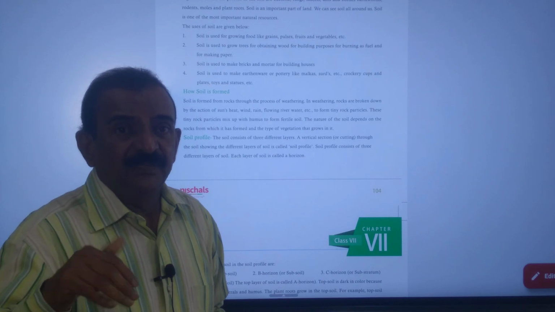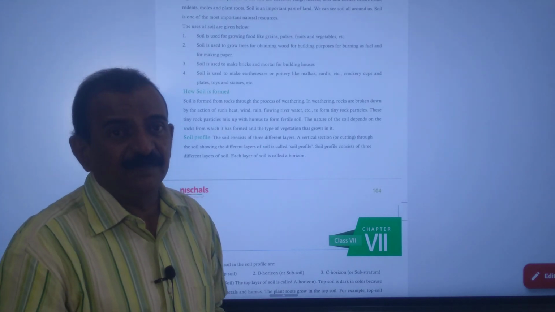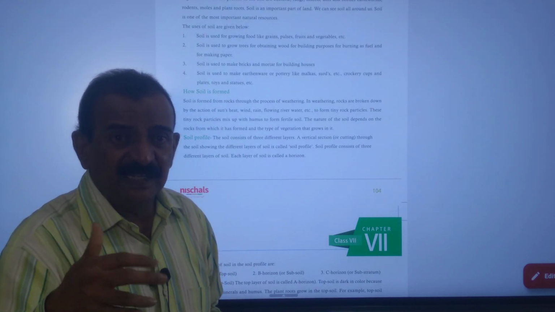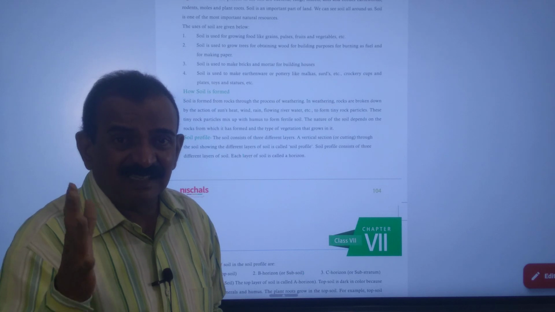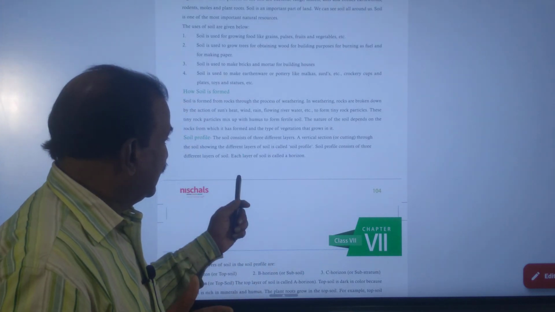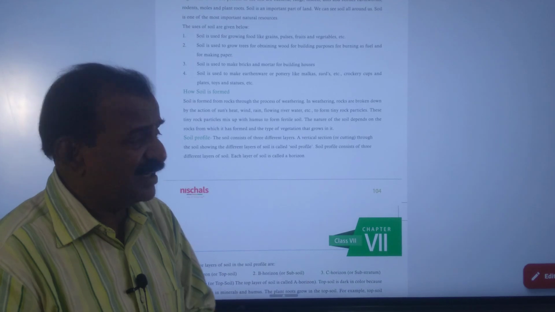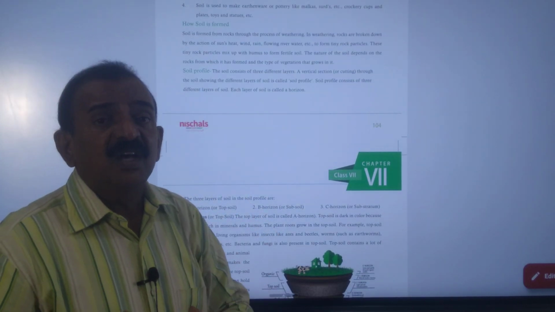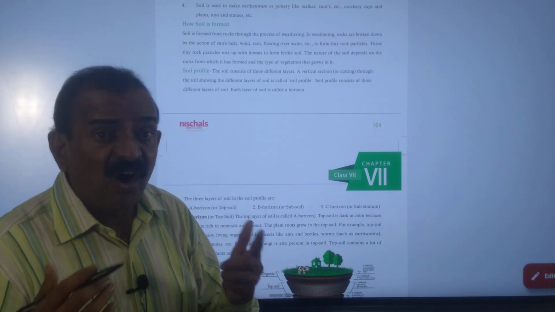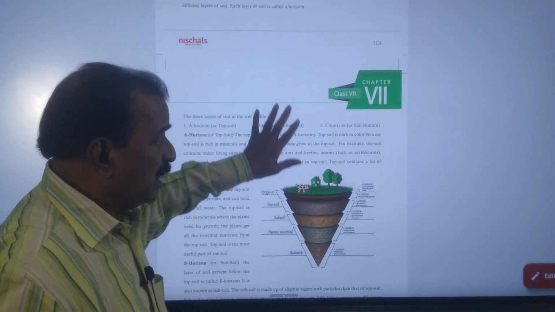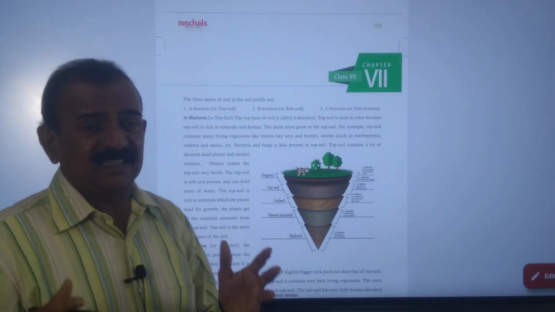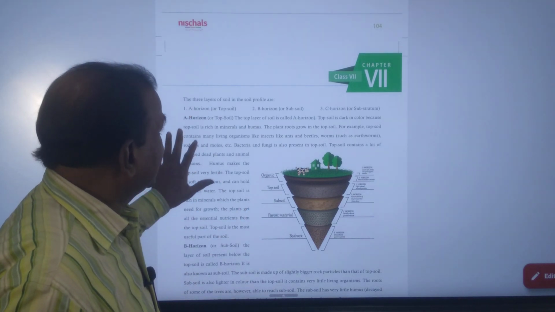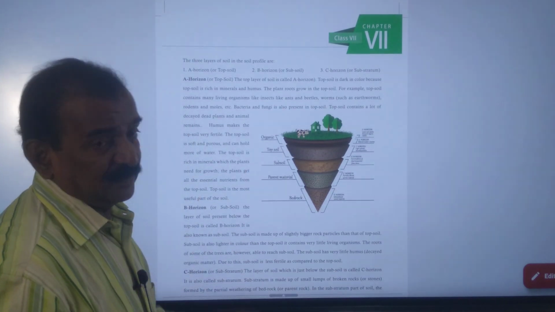If you take the transverse section of the soil, you see three different layers, and these layers are nothing but the soil profile. Each layer of the soil is called a horizon. Here we observe there are three types of horizons in the soil, three layers of soil in the soil profile.